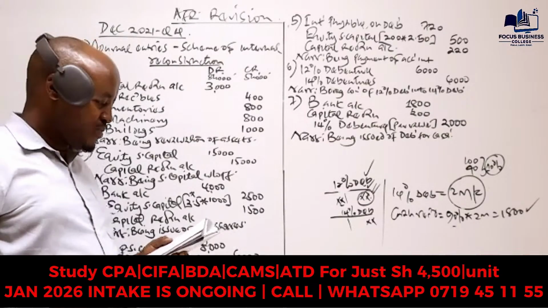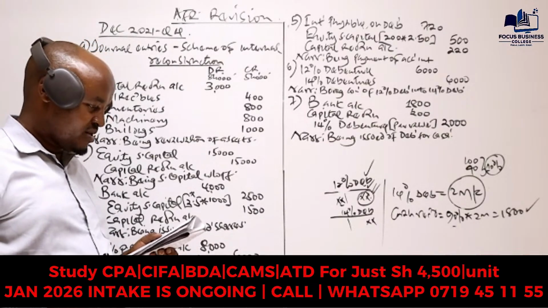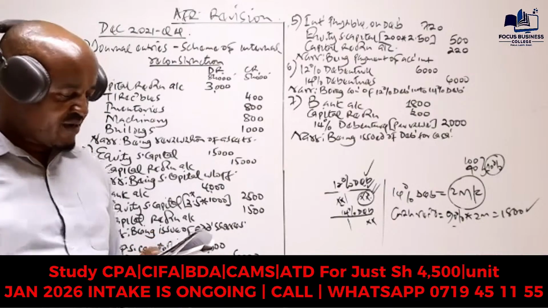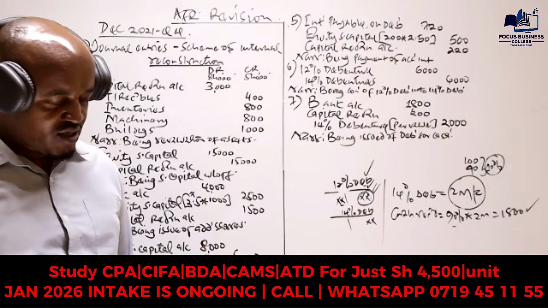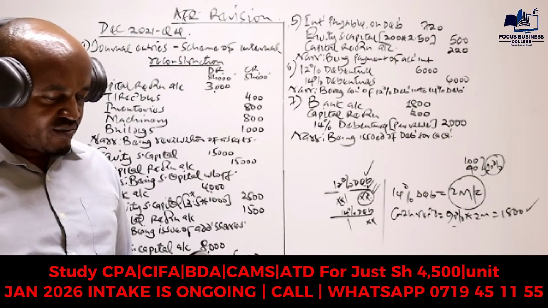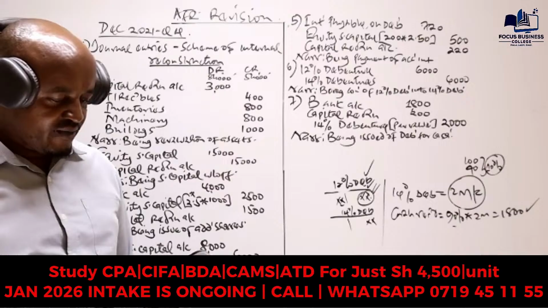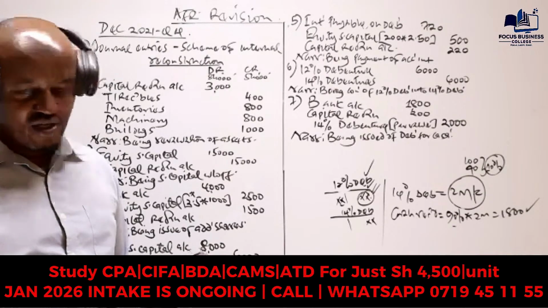So let's move to the other point, number 5. In note number 5, we are told shillings 800,000 of the loan from directors is cancelled, and the balance of the loan is to be settled by the issue of 200,000 shares of shillings 2.5.